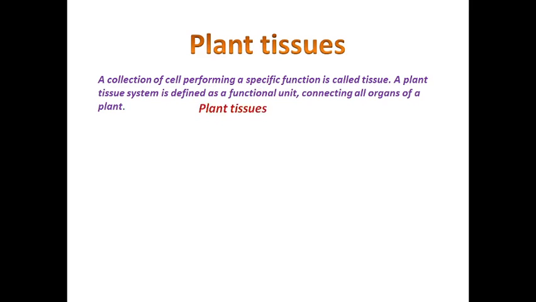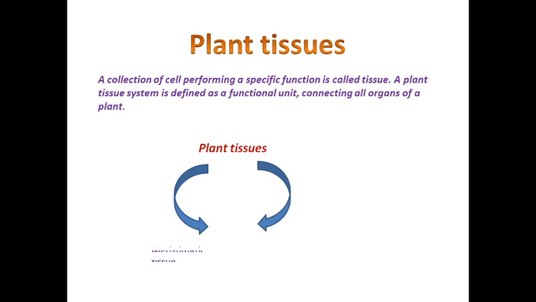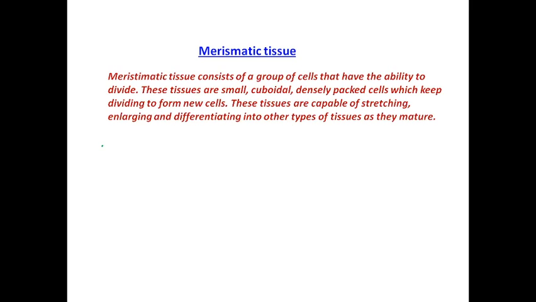So let me tell you here, the plant tissues are broadly divided into two main types. Number one is meristematic tissue and number two is permanent tissue. First of all, we'll be studying about the meristematic tissue. You must have already heard that it consists of a group of cells that have the ability to divide. Fine, these meristematic cells have the ability to divide.